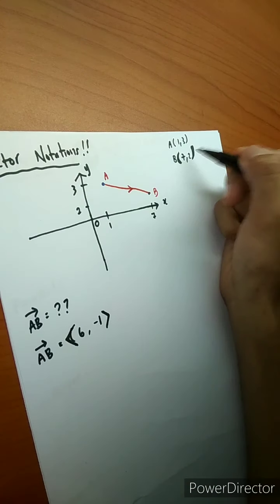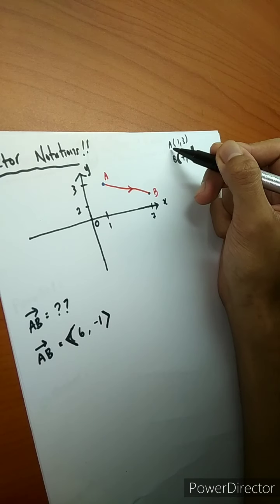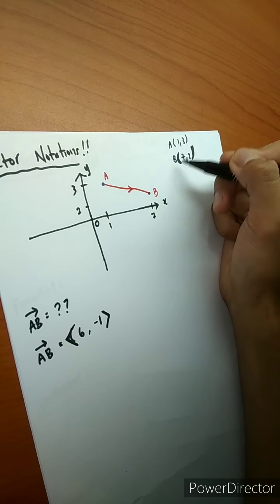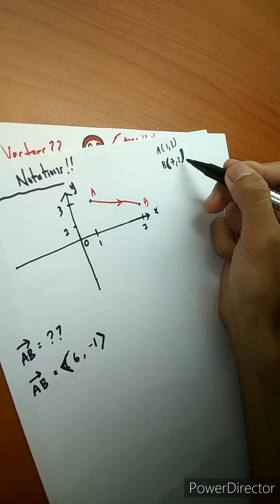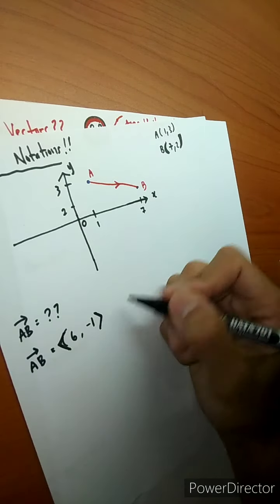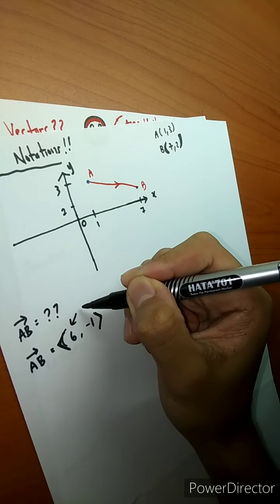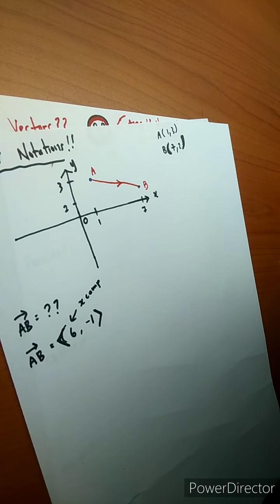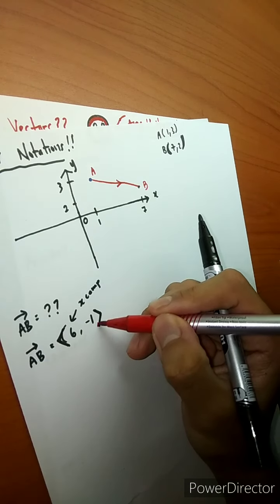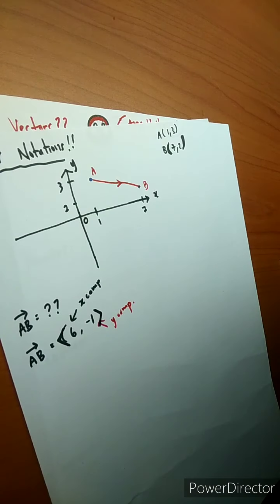6, negative 1. So simply from the end point, which is B, minus the coordinates of the initial point. So 7 minus 1 is 6, and 2 minus 3 is negative 1, simply like that. So this place represents the x component, and the second place represents the y component. Later you will see the logic behind this.